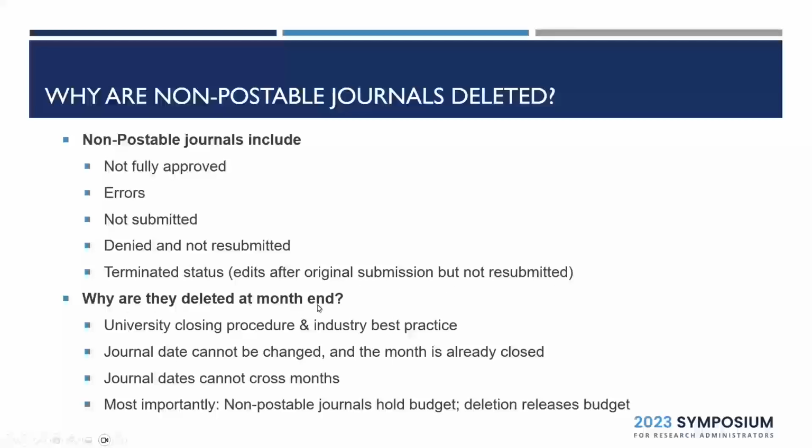So why are they deleted at month end? Well, primarily because we're following university closing procedures and industry best practices. But on a practical note, the journal date cannot actually be changed and the month is already closed. Also, journal dates cannot cross months. And possibly most importantly to this audience, non-postable journals hold budget, and deletion of the journal releases that budget, as Daisy mentioned earlier.